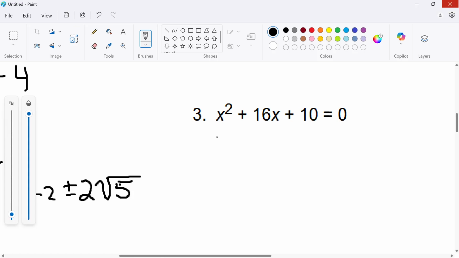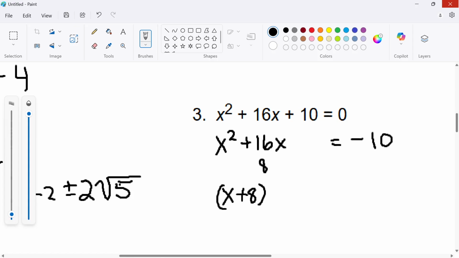I'm going to subtract 10 from both sides. X squared plus 16x equals negative 10. Now I will take half of 16, which is 8. X plus 8 squared. 8 squared is 64. So I have to add 64 to that side as well.